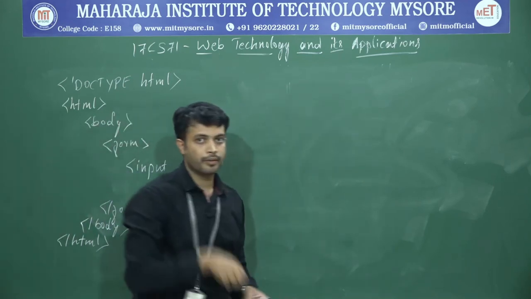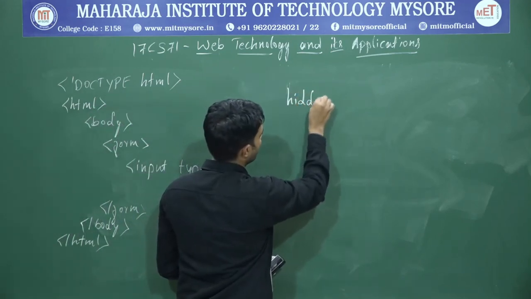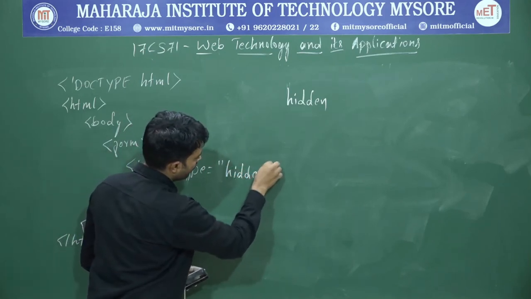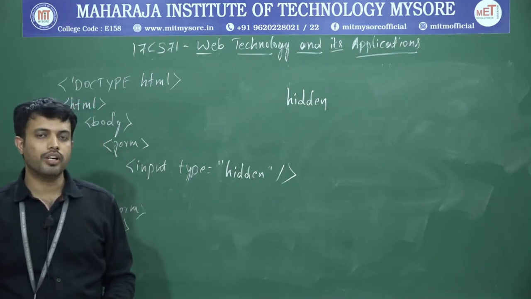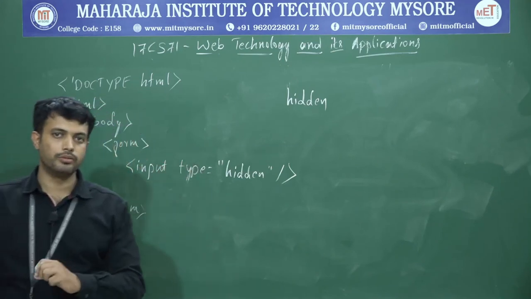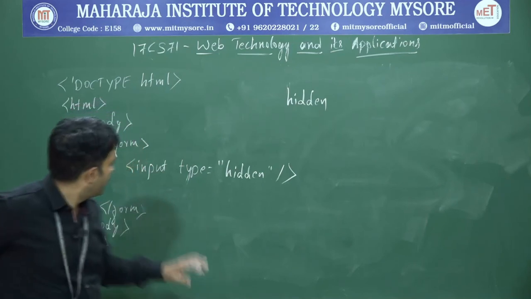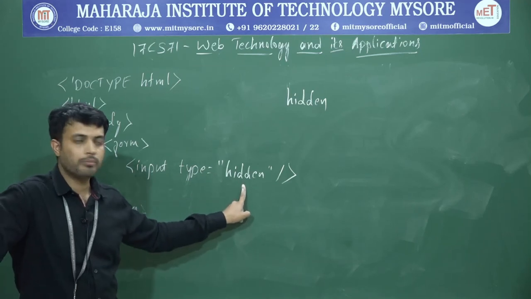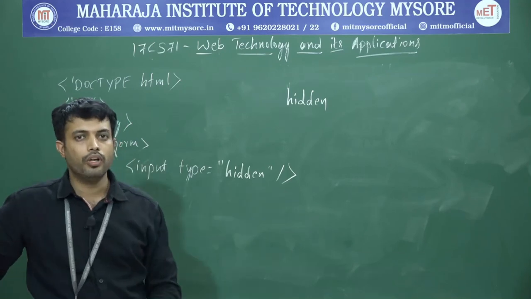So next one is hidden. If the input type is hidden, you can't see anything on the screen. If I run this program, you can't see any text on the screen, because the input type here is hidden. That means the type itself is hidden, which is not visible to the user.